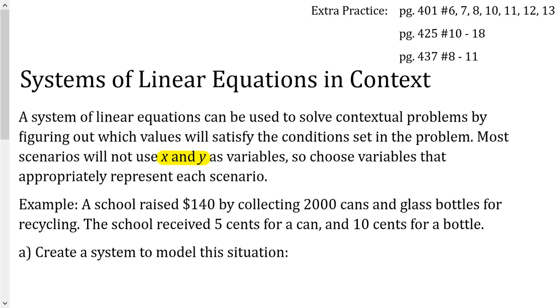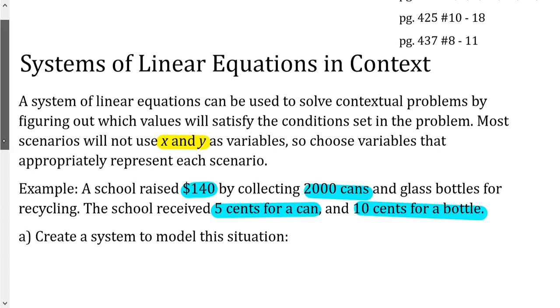So first example here, a school raised $140, and we're just going to go through and highlight some of this key information as we go. By collecting 2,000 cans and glass bottles for a recycling drive. They received 5 cents for cans and 10 cents for bottles. And so we have some information here, and we can categorize that into two different things, right?